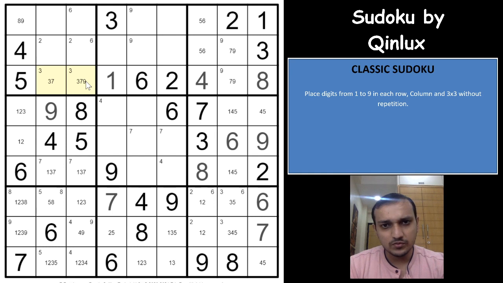Three would have to be in one of these two cells. Five would have to be in one of these two cells. So 5 gets eliminated from here. So 3 would have to be in one of these two cells. Okay. Come on.